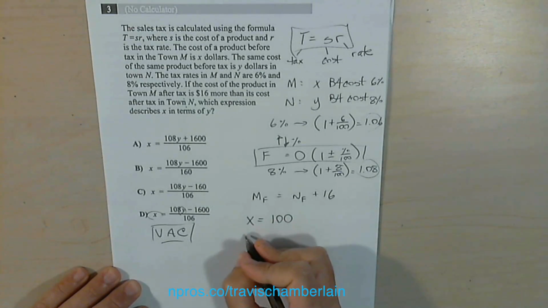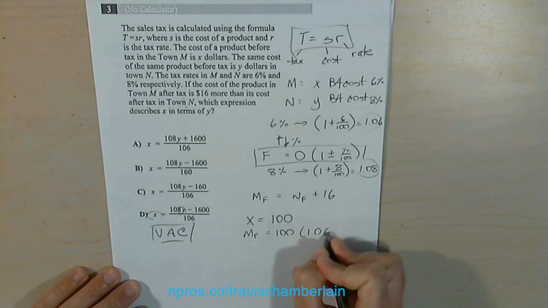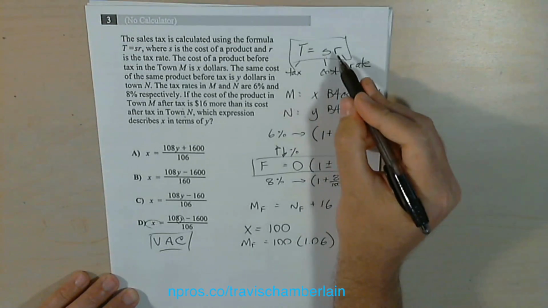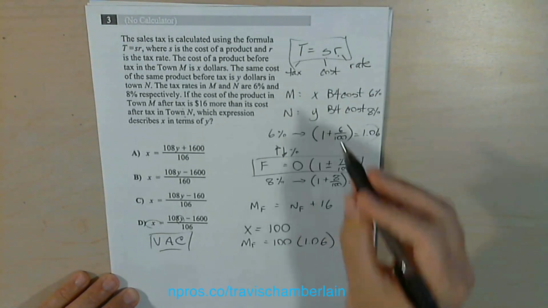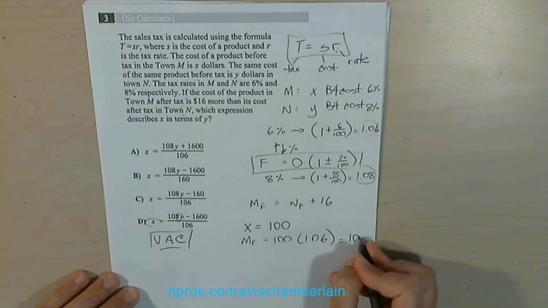If X equals 100, then MF is going to equal 100 times 1.06. Why? Because T equals S times R. If X is the cost and R is 1.06, then the final value of MF is going to be 106.